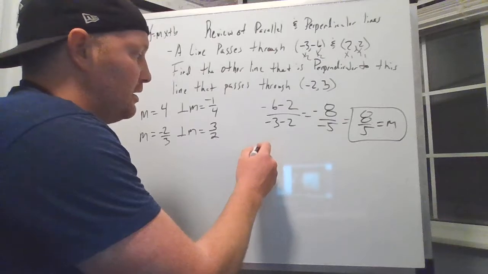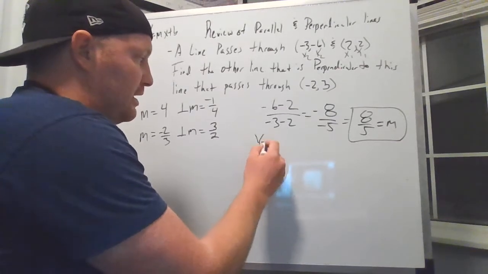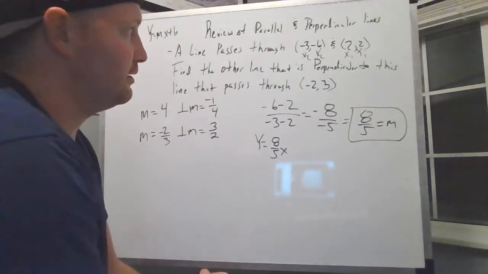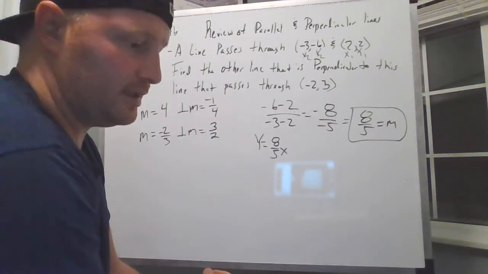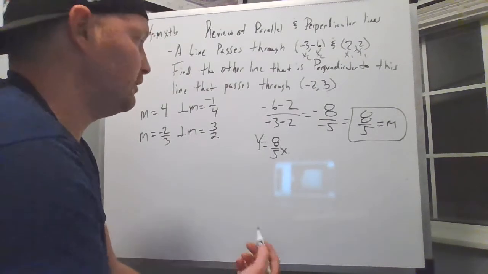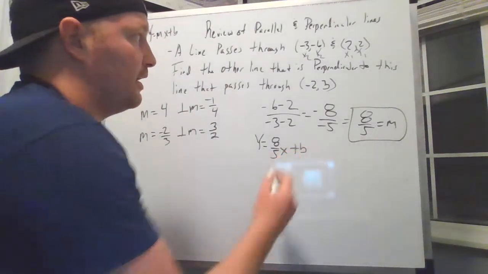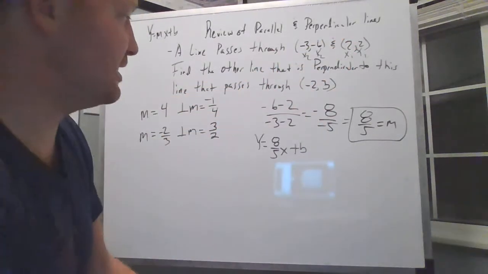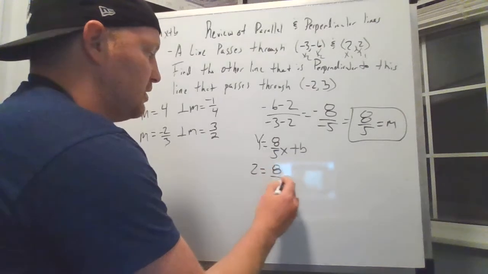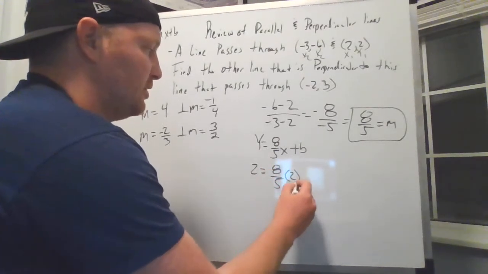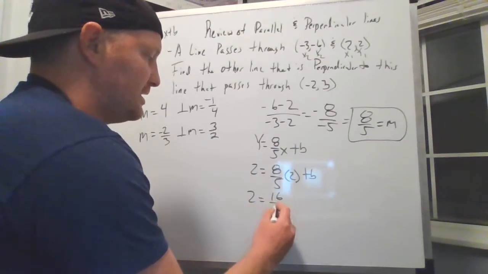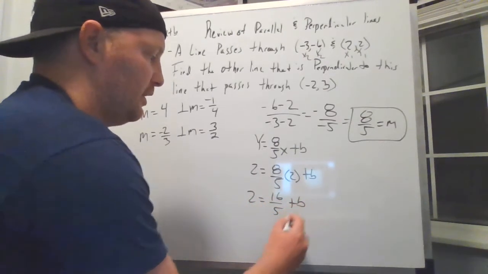So it's going to be y equals 8/5 x. Double check my work. I did. Yes, negative 6 minus 2 is negative 8, over negative 5. Boom, done. Plus b. I'll use the smaller number because it's easier. 2 equals 8 over 5 times 2 plus b. 2 equals 16/5 plus b.